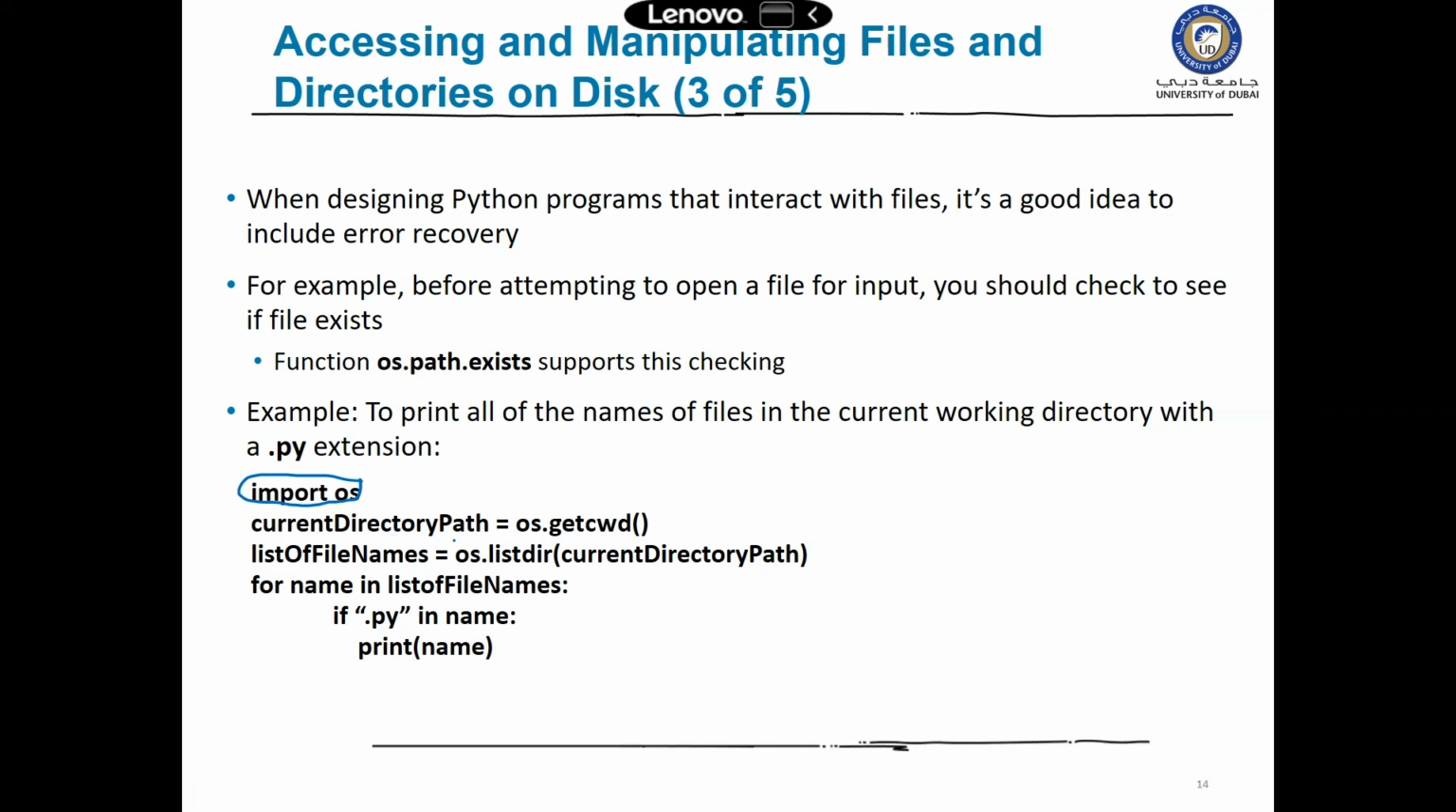Now, current working directory, here is the syntax: os.getcwd, get current working directory. As simple as this. Now, list of file names: os.listdir lists the directory names, with the current working directory path, which is this one here. Now, for name in list of file names, if f.py in name, print name. Let's see how this one will work.